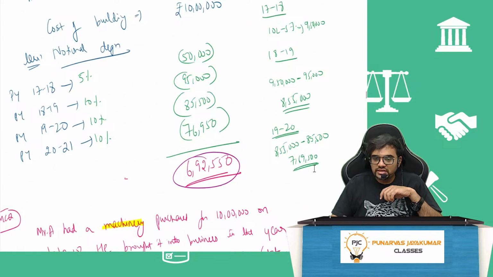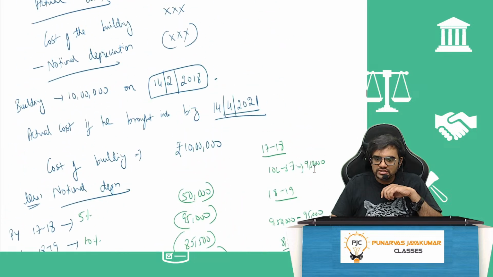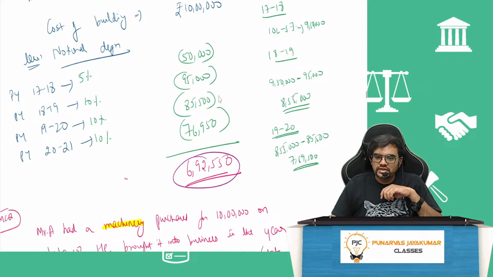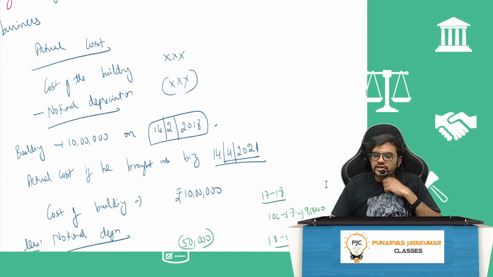And guys, the depreciation rate, should I take 5%, 10%? When am I bringing it into business? In the year 21-22. And in 21-22 also, it was, let's say, 10% only. For the year 21-22 also, it was 10%. When am I bringing it into business? In the year 21-22.